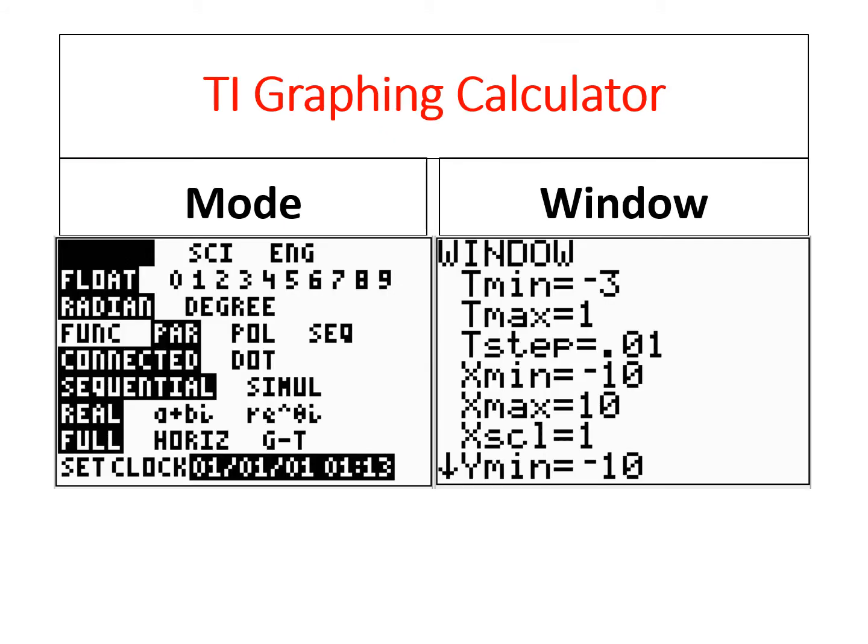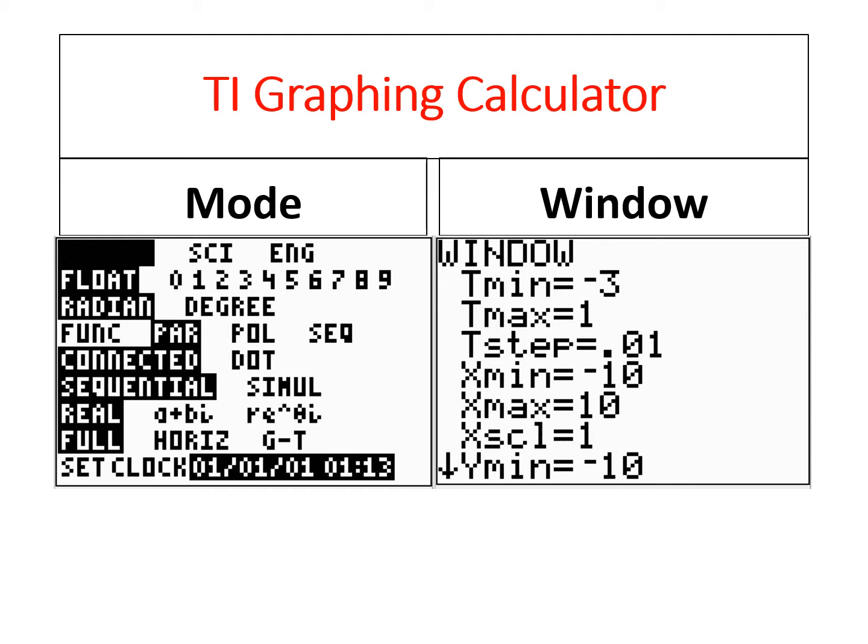So on the graphing calculator, the first thing you will need to do is go to Mode. And if you notice, the third line down says normally we're in function mode, so we're going to highlight parametric mode.